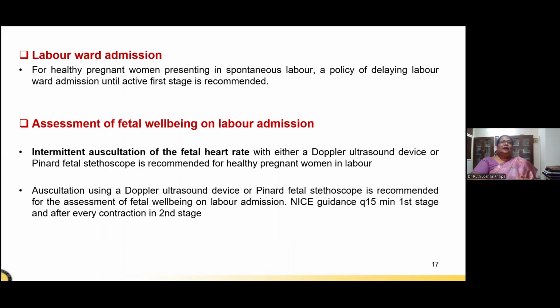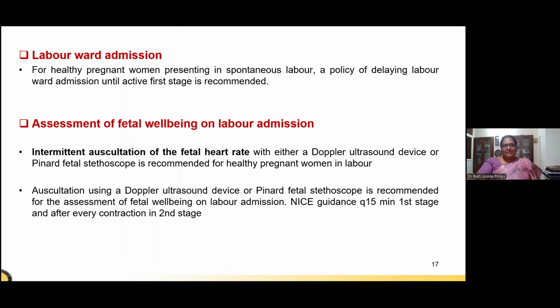Then the next thing that I would like to bring to your attention is about the time of admission into the labor ward. Now, the World Health Organization recommends that when a pregnant woman comes in labor, if she is not in the active stage of labor, which according to the WHO guidelines is 6 centimeters of cervical dilatation, she need not be admitted. She can be sent home with adequate instructions as to when to return, right? But in a country like ours, that is not a possibility in all situations.